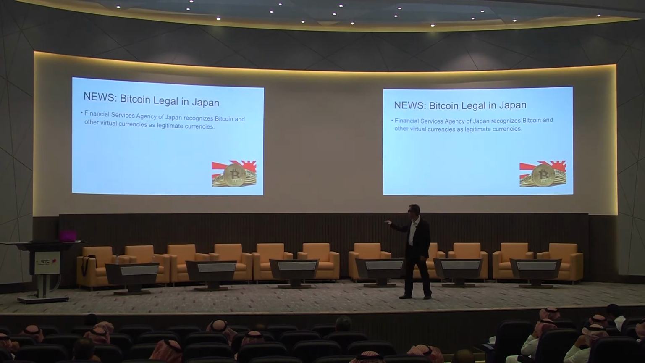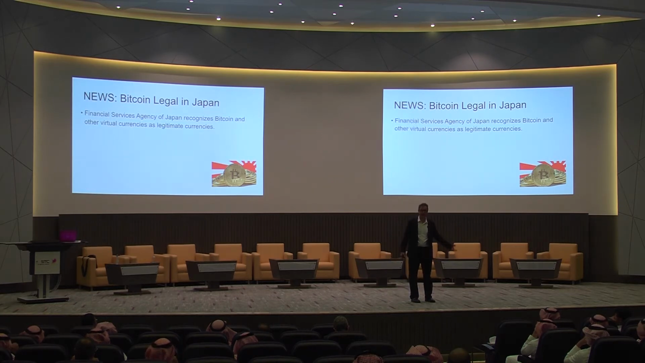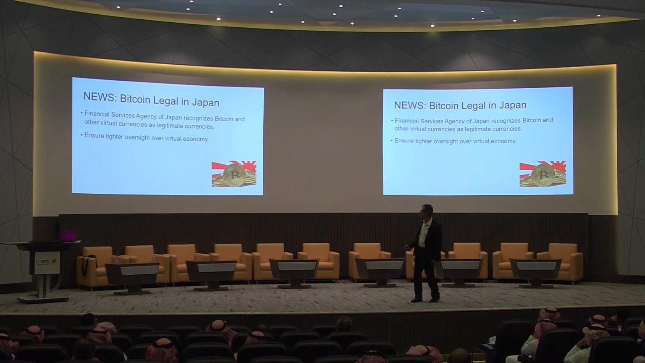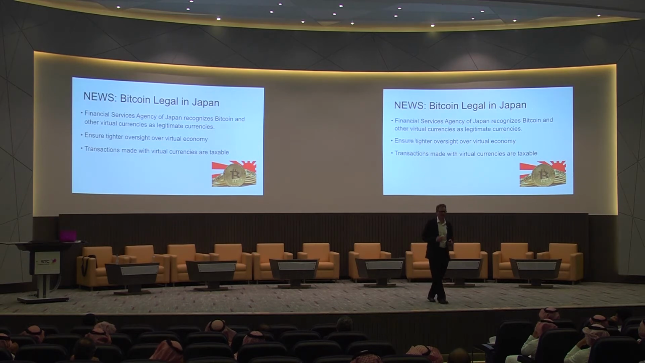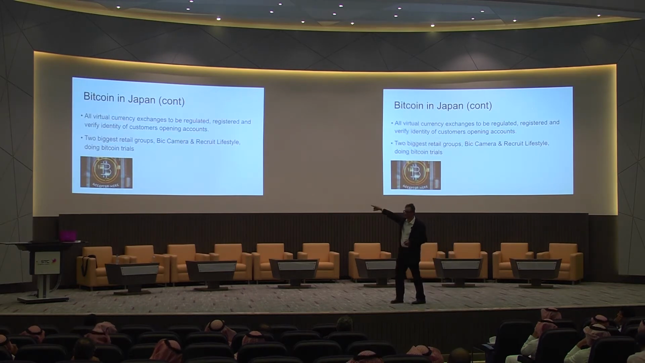So in Japan, they just talked about the Financial Services Agency, just talked April 1st, I think the law went in effect. Bitcoin and other virtual currencies are legitimate currencies. This is profound. What does it mean? They can tax stuff. Any transaction that happens over cryptocurrency, they can tax it, right? They can have a greater oversight over their virtual economy. They can see what's going on. And it turns out there's even some big retailers who are doing some Bitcoin trials.